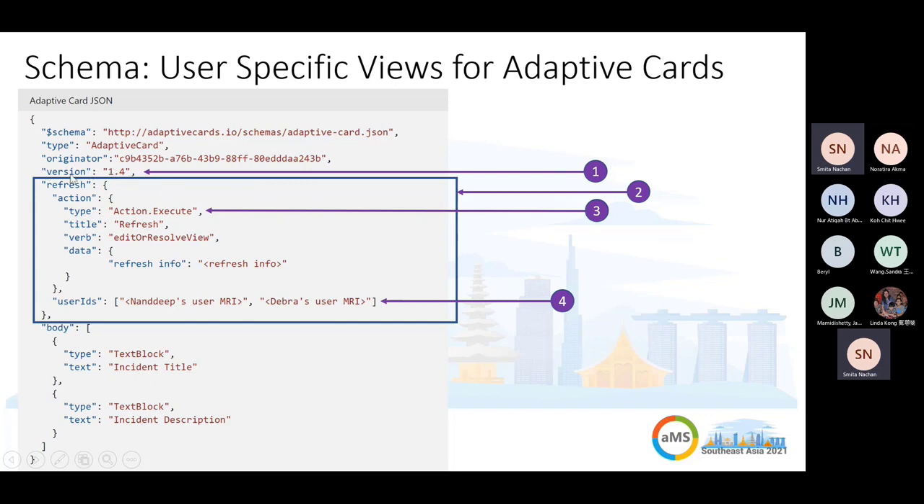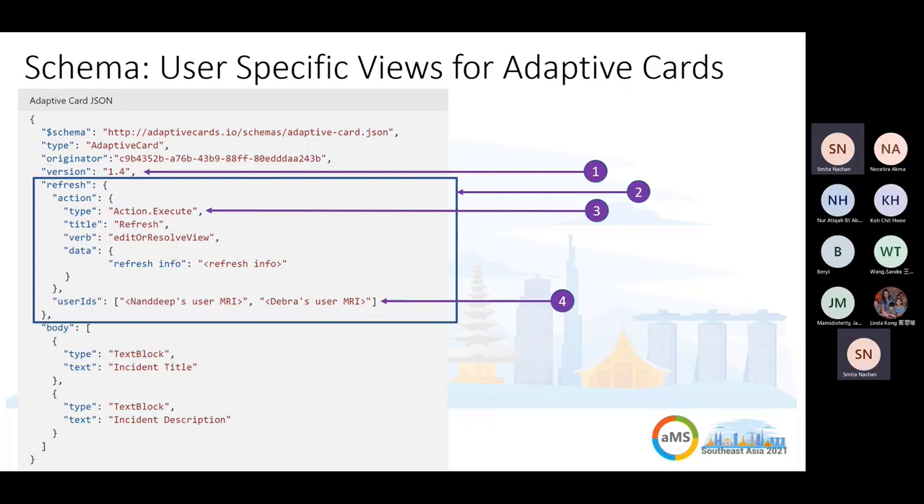Then the important part that we have here is the version. All of these user specific views are only supported beginning from version 1.4 of adaptive card. So this is a must have kind of property. And then we have something called refresh. So this refresh has various other things.